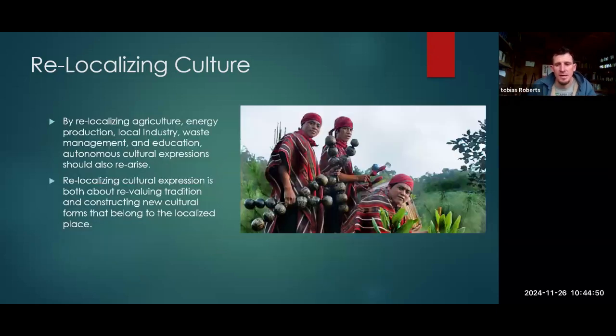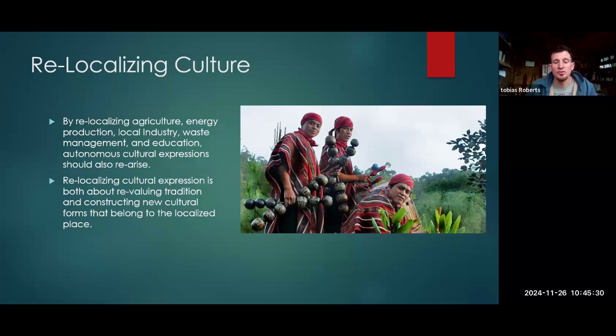However, if we assume the idea of relocalizing agriculture, energy production, industry, waste management, education, all of that, by creating a localized economic and life way, that gives permission, I guess you could say, for autonomous cultural expressions to re-arise, right? Relocalizing cultural expression should be about both revaluing tradition and also constructing new cultural forms that belong to the localized place, right?